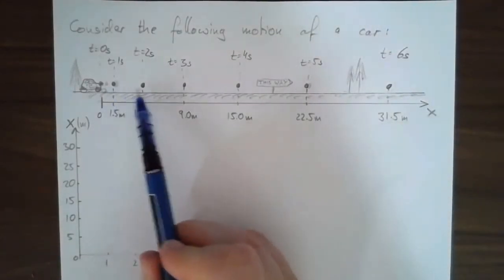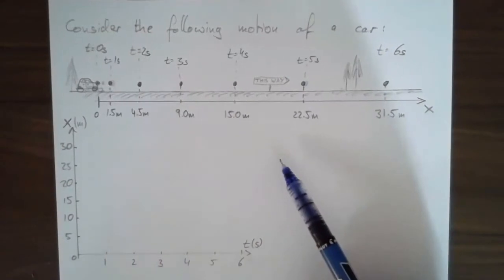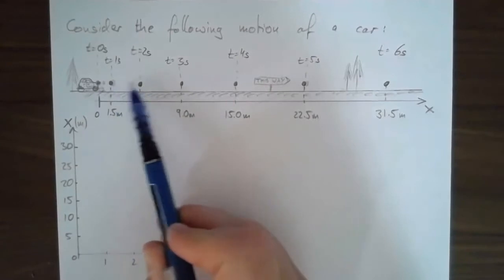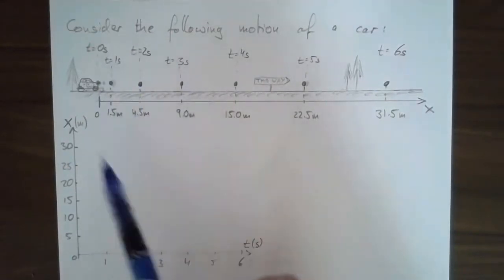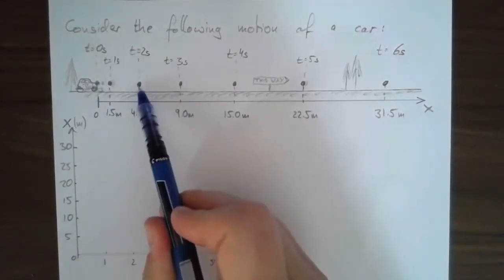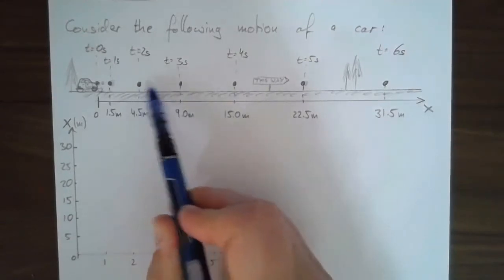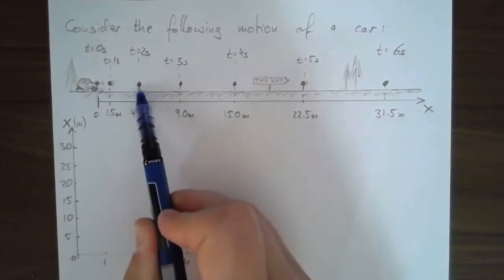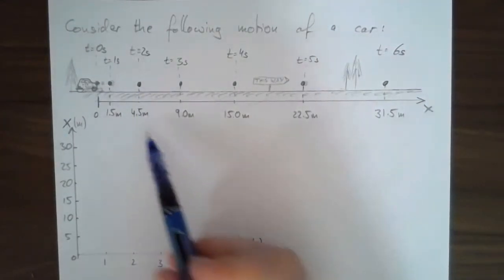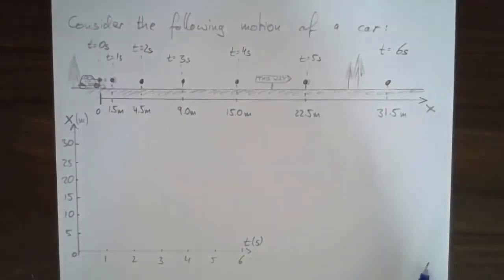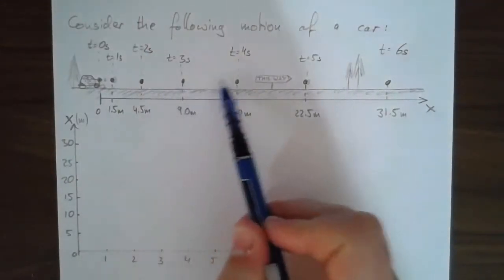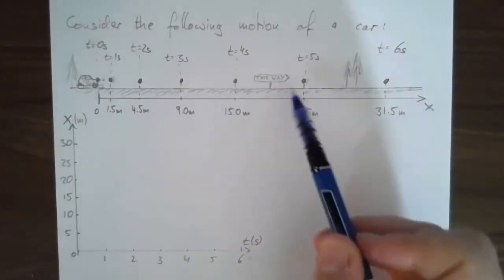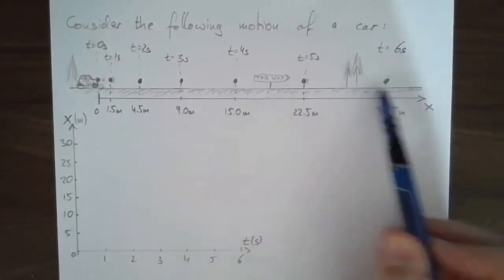Now, if you look at those, you can tell right away this is not motion at a constant velocity, because every second that passes, the car is moving a greater distance than it did during the previous second. For example, between 2 and 3 seconds, that distance is greater than what happened between 1 second and 2 seconds. So it's not moving at a constant velocity. The velocity appears to be increasing, because later on it's covering more distance in the same amount of time, in 1 second.